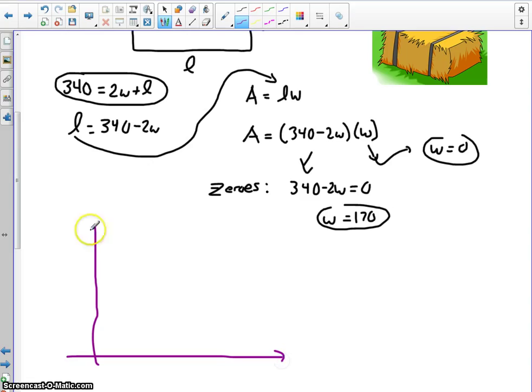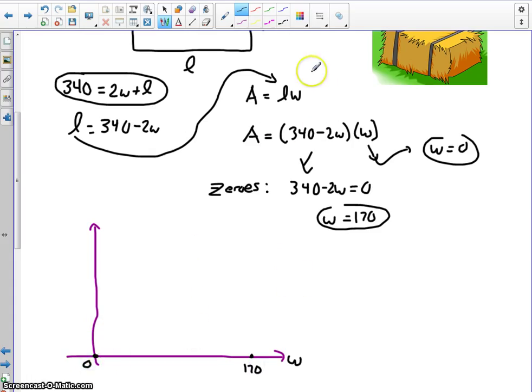Again, just a quick little sketch, not really to scale. So I'm going to have x-intercepts, or sorry, in this case w-intercepts, of 0 and 170. So if I create a sketch of what's going on, the only thing I need to figure out now is, am I opening up or down?